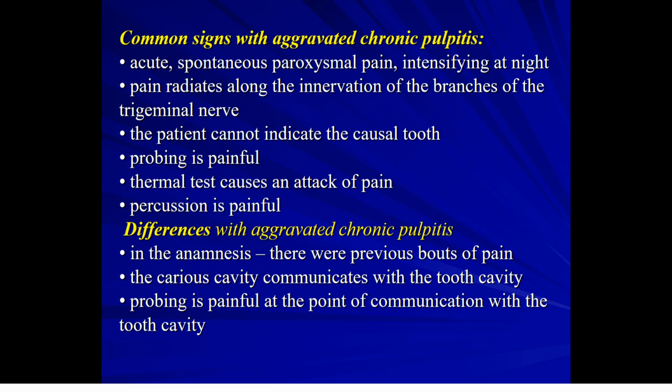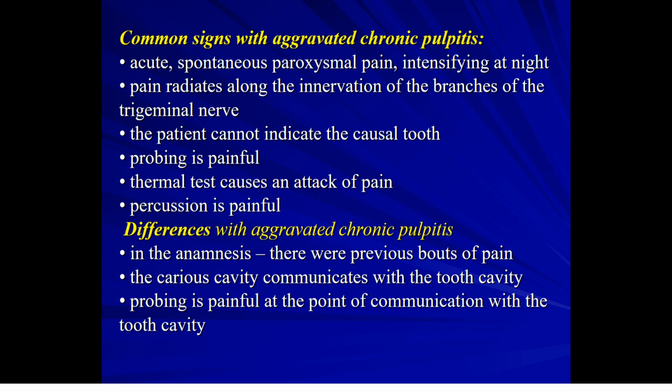And let's learn about the common signs with aggravated chronic pulpitis. It is acute, spontaneous, paroxysmal pain, intensifying at night. The pain radiates along the innervation of the branches of the trigeminal nerve. The patient cannot indicate the causal tooth. Probing is painful. Thermal test causes an attack of pain. Percussion is painful.